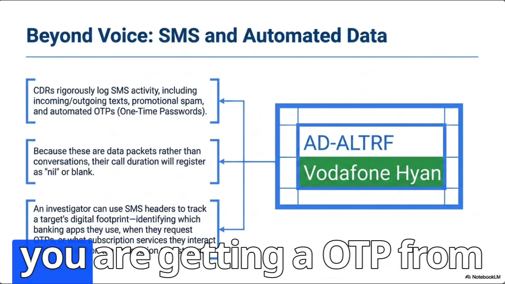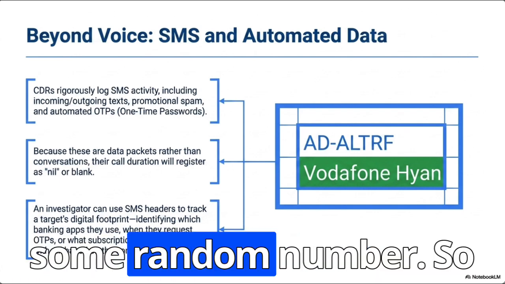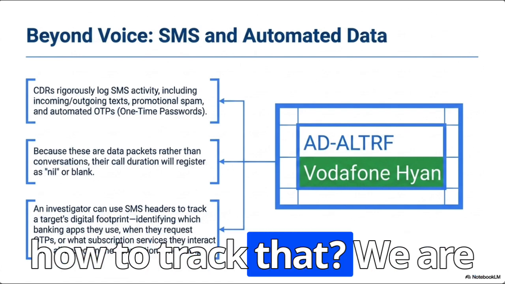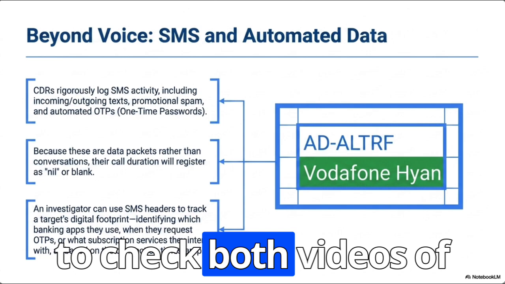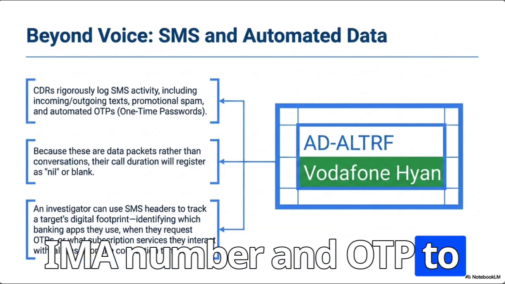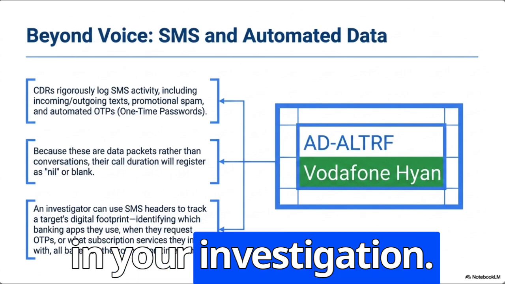So let's say you are getting an OTP from AB followed by some random number, how to track that, we are going to create a separate video. I would suggest you check both videos, on the IMEI number and OTP, to understand how it works and get more information in your investigation.